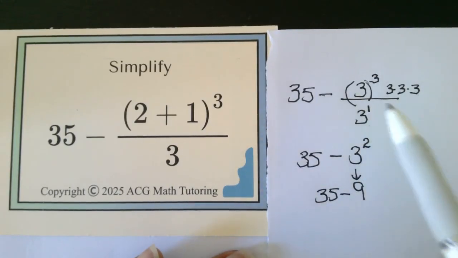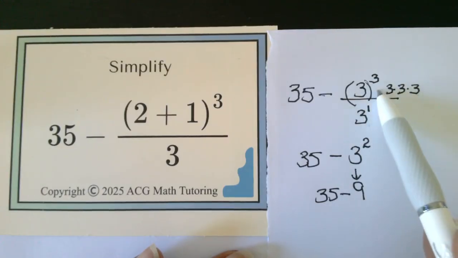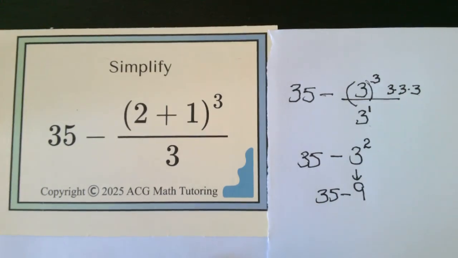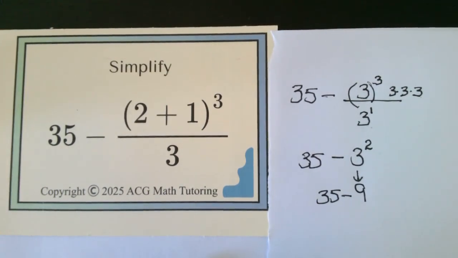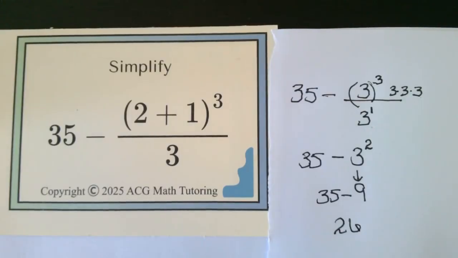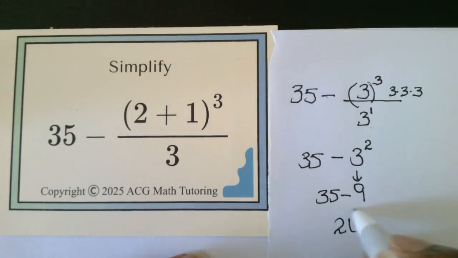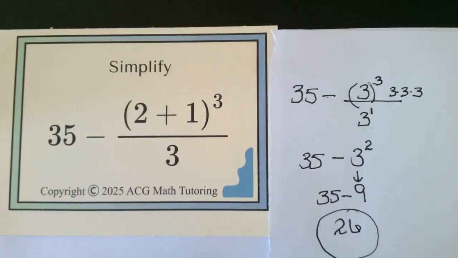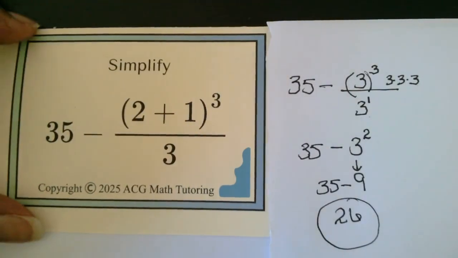But I also noticed that they both had the same base. I can use my rules of exponents to help me out here. Okay? Alright. So now we're going to have to do our subtraction of the 35 minus the 9. So that gives us 26. Okay. Alright. Yes, please do not forget about your PEMDAS. Okay, don't forget about your PEMDAS. Questions? Alright.